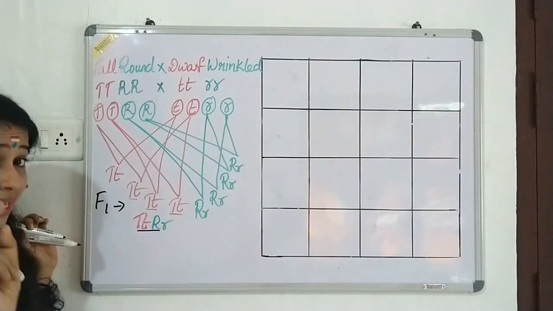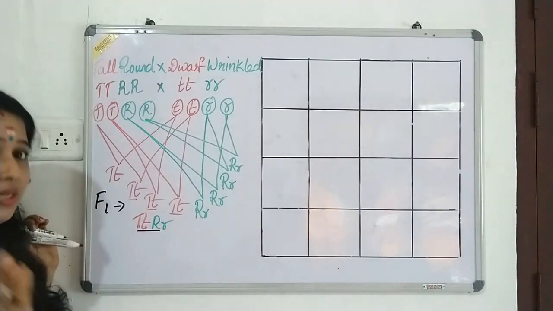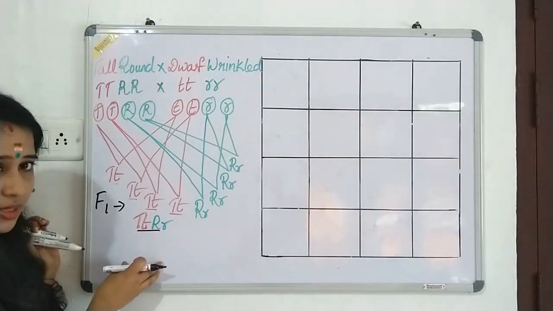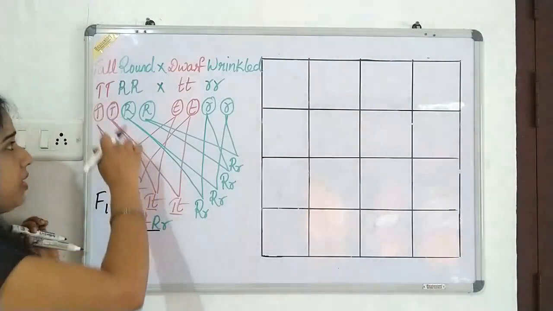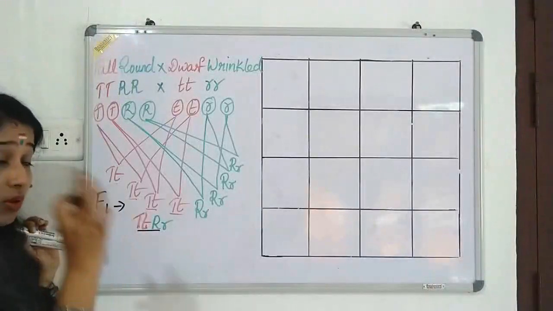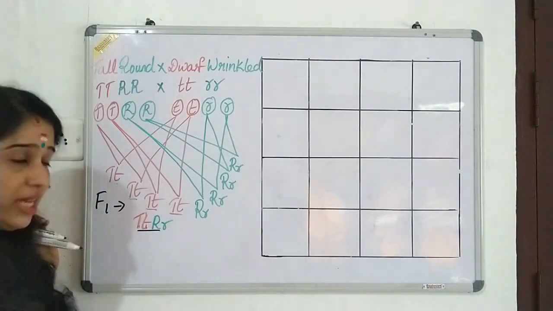Keep in mind, one character is controlled by two factors. That is very, very important. If you don't remember that, you will make mistakes while doing this. You may think you take one T from here and one R from here. Then that will be wrong.